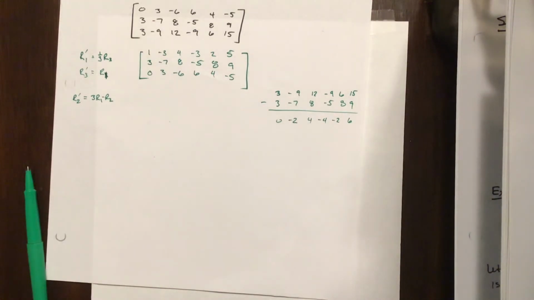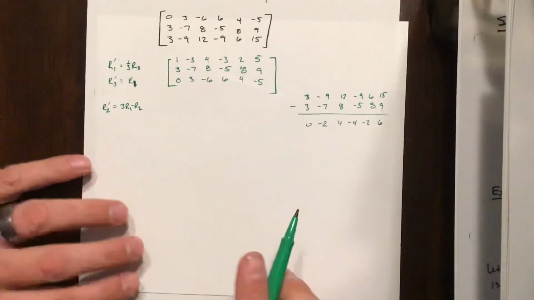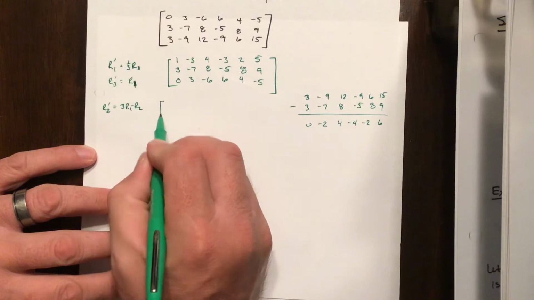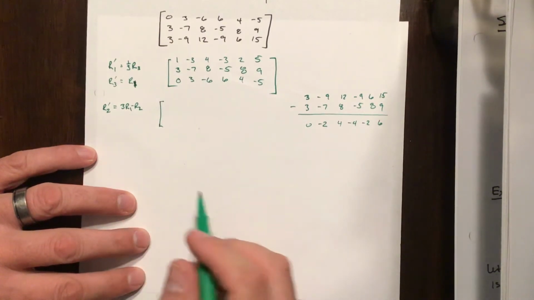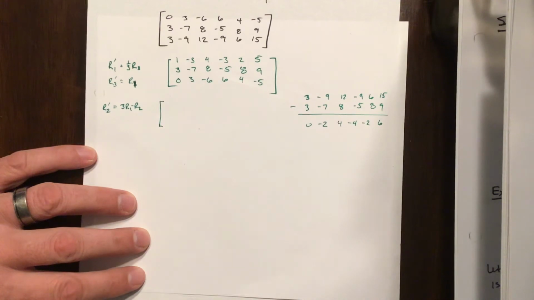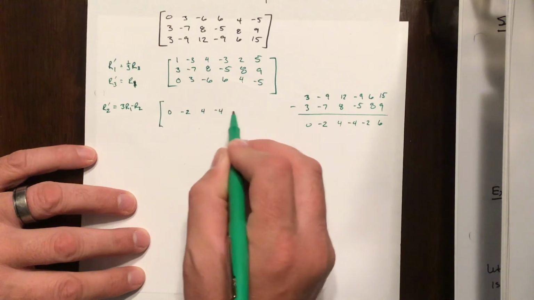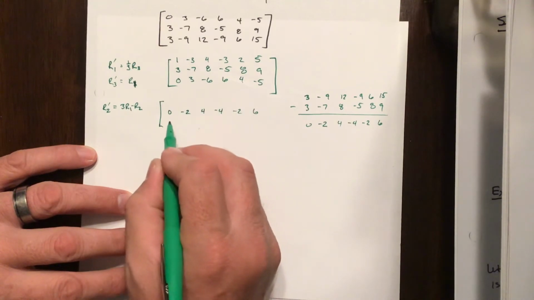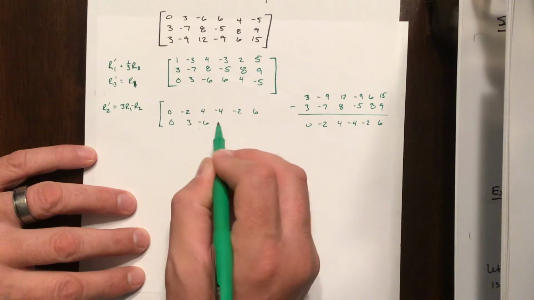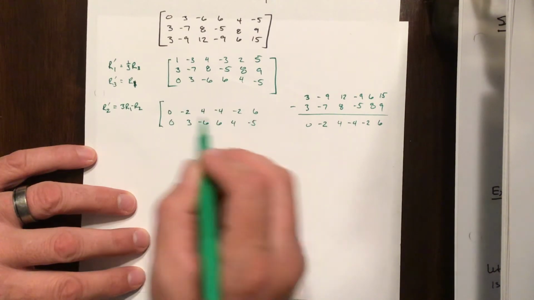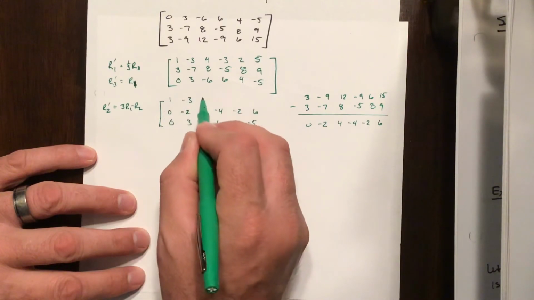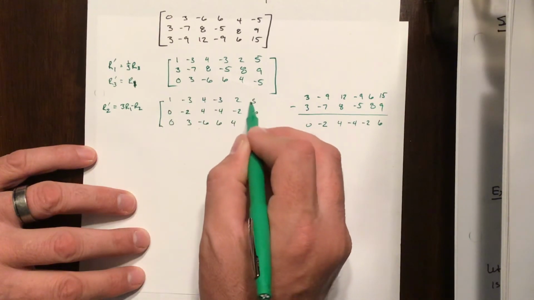Fair warning, if you make a silly negative mistake or a silly arithmetic mistake, you're going to get a wildly different answer than what you should. So be careful as you go through this. You will get better at it. Things will become much faster as you go. So that is going to be our new row 2: 0, negative 2, 4, negative 4, negative 2, and 6. Then 0, 3, negative 6, 6, 4, and negative 5, and 1, negative 3, 4, negative 3, 2, and 5.